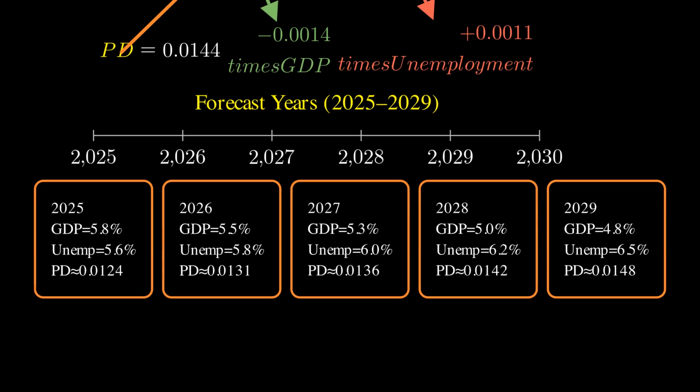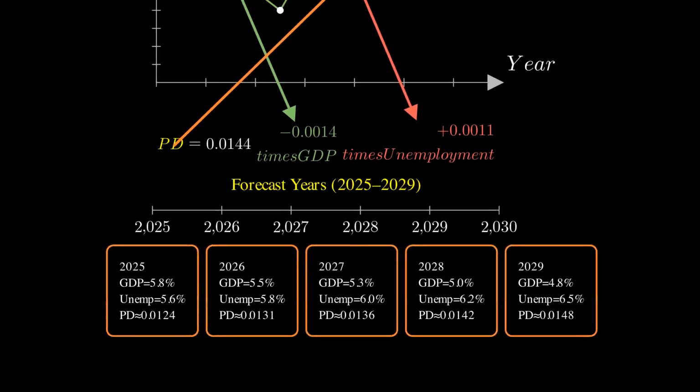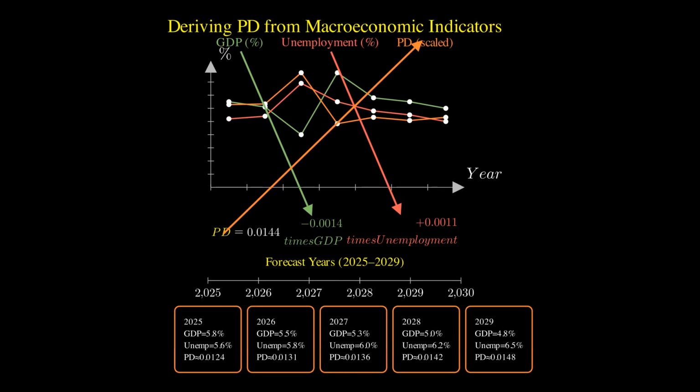You can see various boxes from 2025 to 2029 and each box does have some numbers. For example, 2026 PD is 0.0131 and 2029 PD is 0.0148.